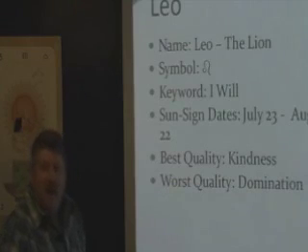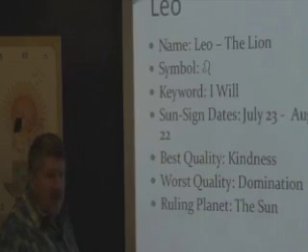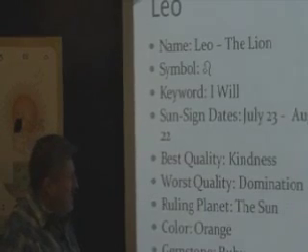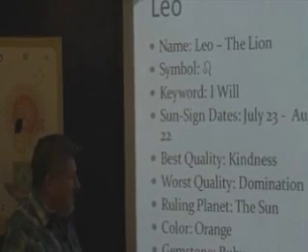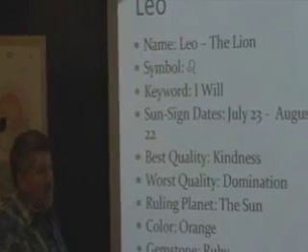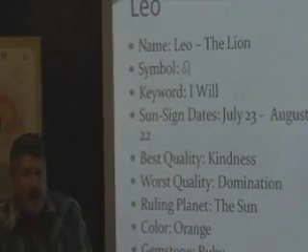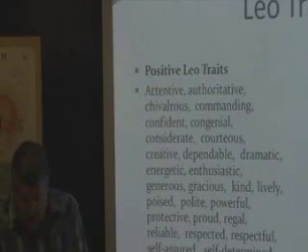Worst quality is domination. That's the need to be in control or be in charge. Leos don't want others to steal their thunder or steal the limelight or take credit for their ideas. The sun is the ruling planet, which is the power urges. The color is orange, the stone is the ruby, and the part of the body is the back and spine. Some say the heart, but the heart is actually ruled by the sun, the planet that governs Leo. So, what are their best qualities?